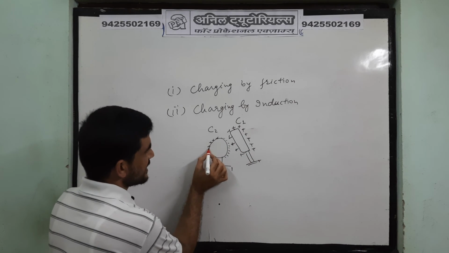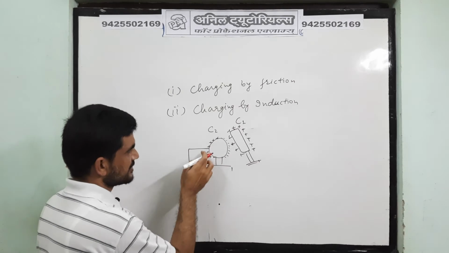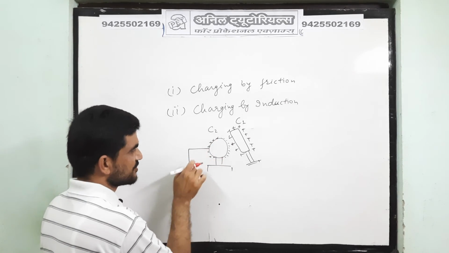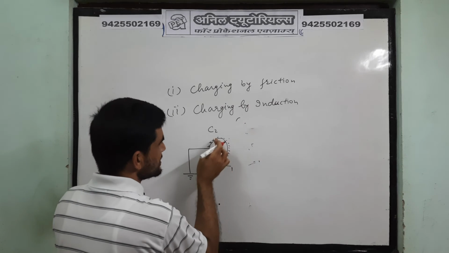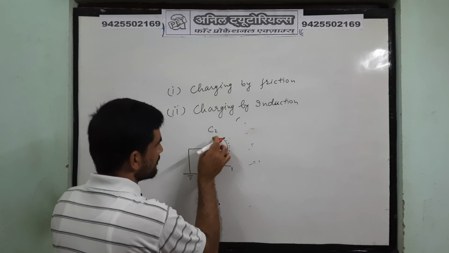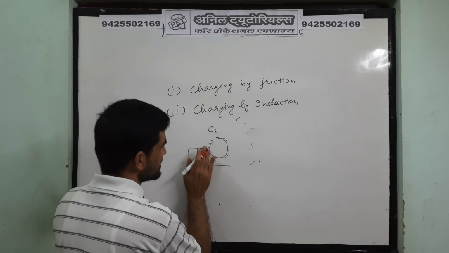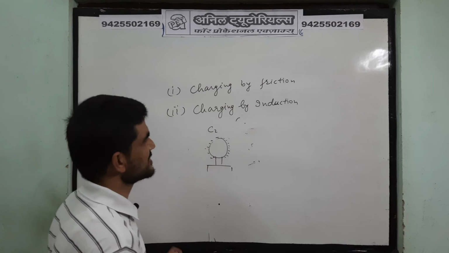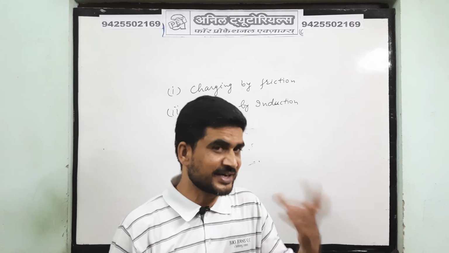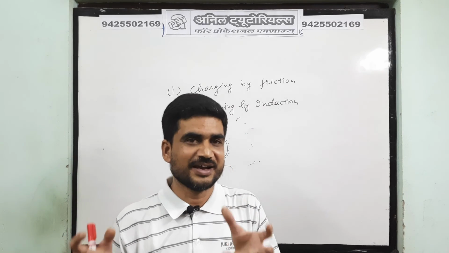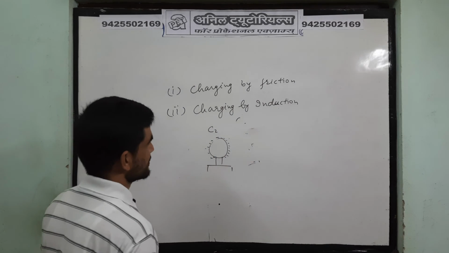Now just connect this with the earthing. This is called the circuit diagram of earthing. When you connect this part to the earth and immediately remove the connection, electrons move to the earth and this becomes negatively charged. Then immediately remove this one also. So you brought a conductor near, you connected the second conductor with earth, and it becomes charged. Clear? That is the method of induction.